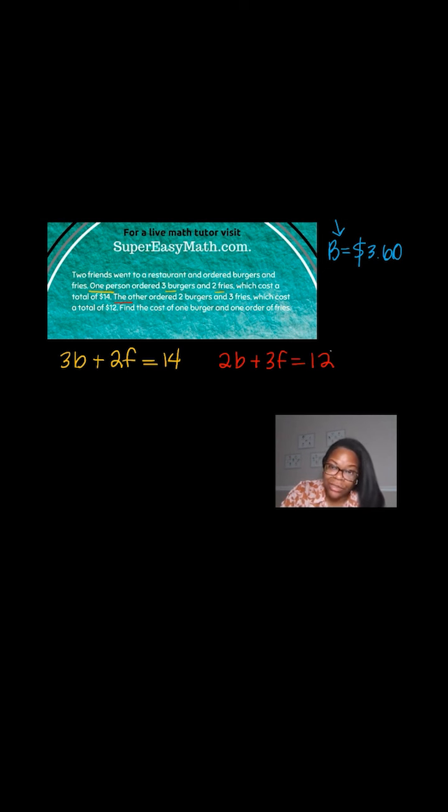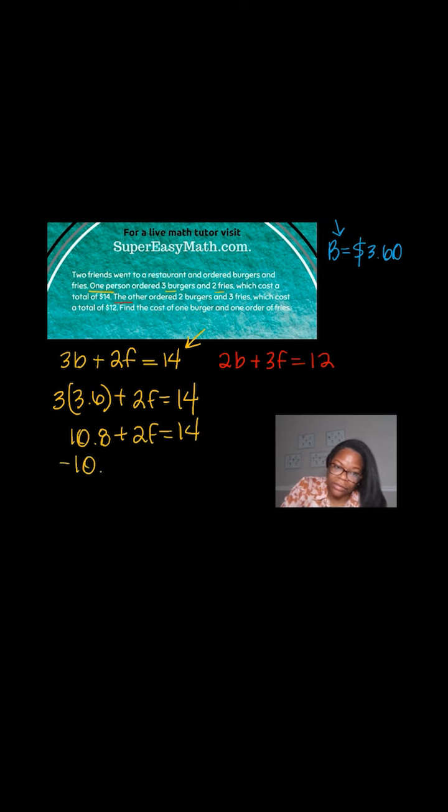So now what I'm going to do is take that burger amount, the $3.60, and plug it into the other formula. And I am going to rewrite the whole thing, but instead of writing B, I'm going to write 3.6. Remember, we can just drop that 0 off because it's all the way at the end. And now I'm solving for F, which is fries. So 3 times the 3.6 is 10.8 plus 2F equals 14. Minus 10.8, need to do that to both sides. This cancels out. I'm left with 2F equals 3.2.